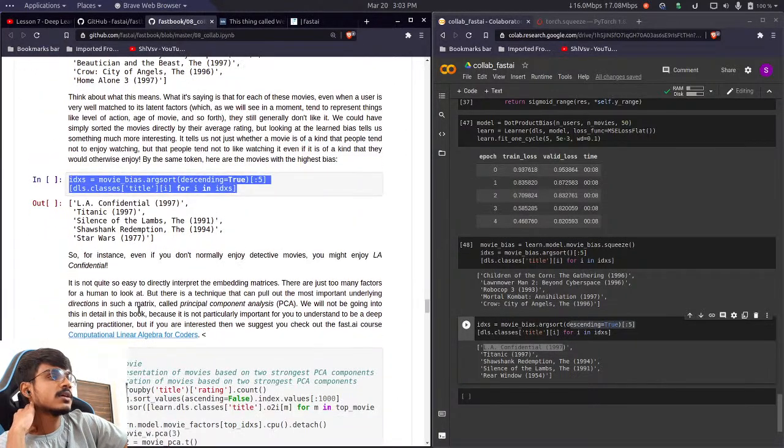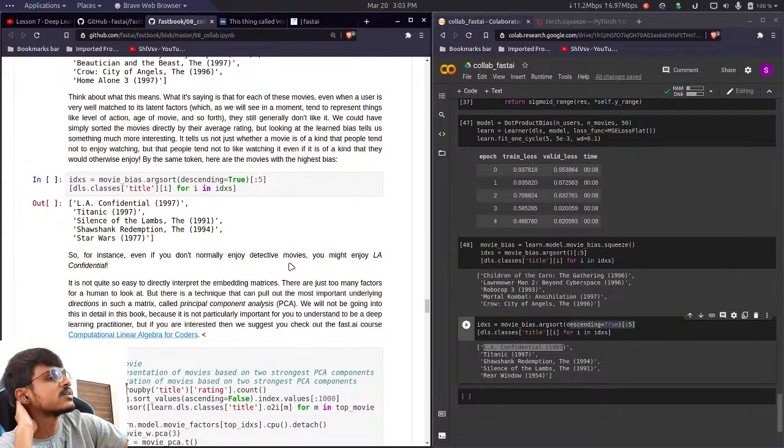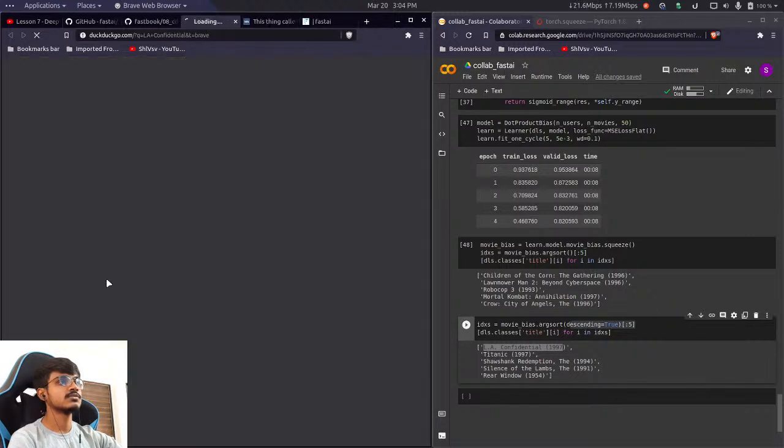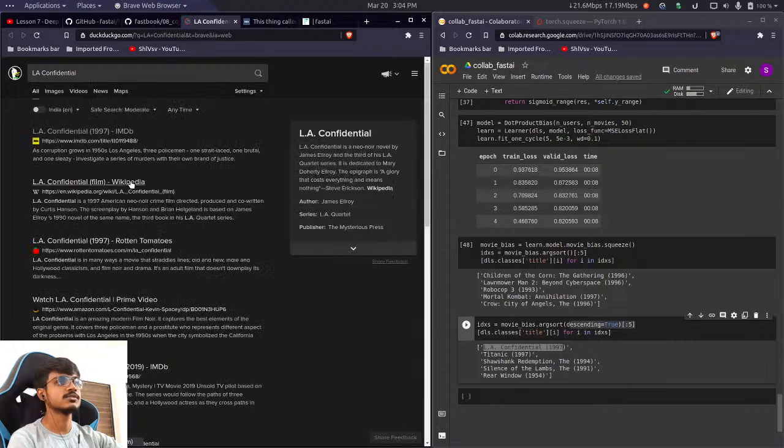So where was I? So for instance, even if you don't normally enjoy detective movies, which is not the case for me, I definitely enjoy detective movies. This is the genre that I like the most. Sherlock Holmes and all those series and movies are my favorite. You might enjoy LA Confidential. Let me bookmark it so that I remember to watch it.